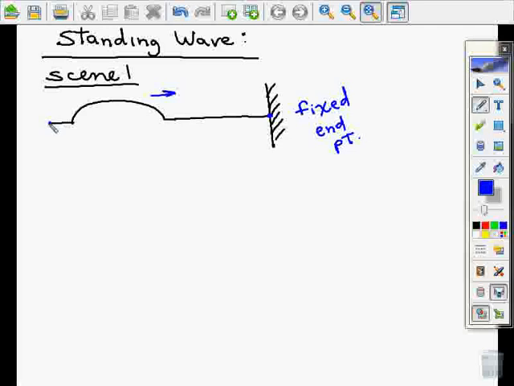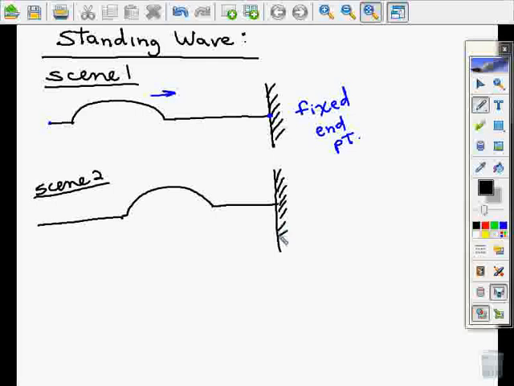Scene 2, a moment later, that wave travels a bit farther down to the right. It'll be right in the middle of the string, that crest. So that's the same string with the wave just moved a little bit further down to the right.